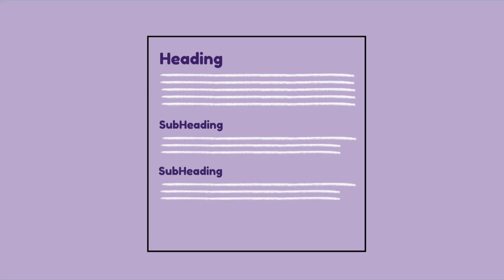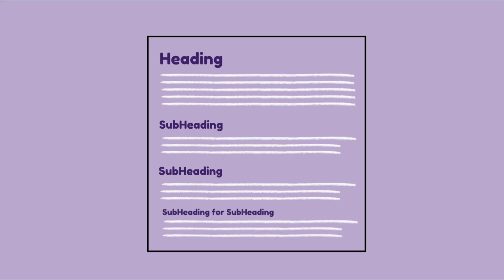Now notice the pattern. We start with one big topic, then we divide it into various sections, then we divide those sections into smaller parts. That's how a web page, a book, or any informational content is structured. Now let's learn how to create HTML headings using HTML tags.